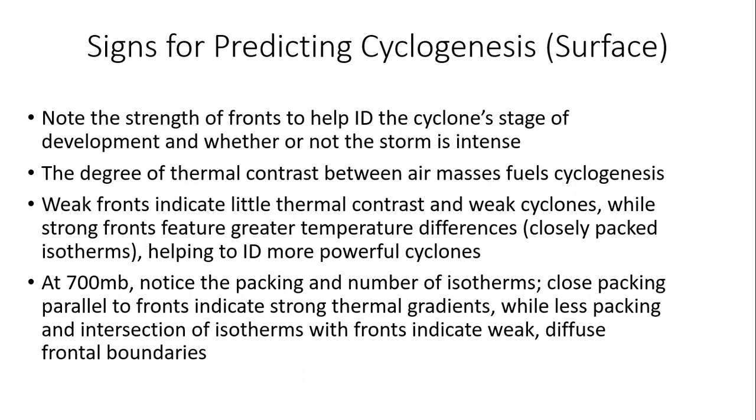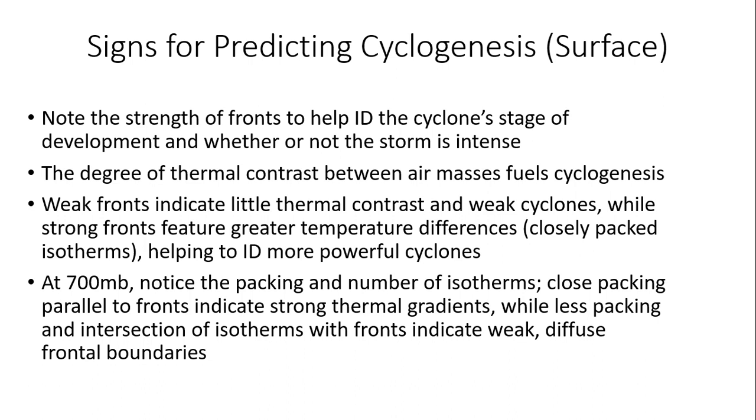At 700 millibars, or 10,000 feet, notice the packing and number of isotherms. Close packing parallel to fronts is going to indicate strong thermal or temperature gradients, while less packing and the intersection of isotherms with fronts are going to indicate weak and diffuse frontal boundaries.